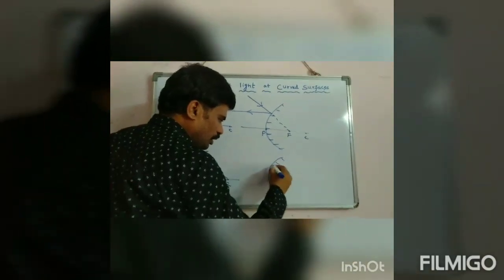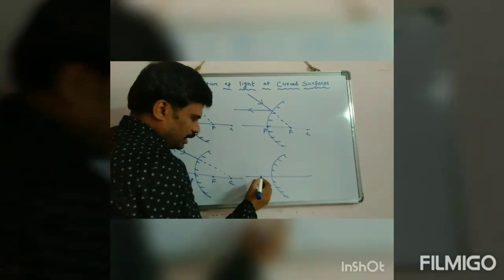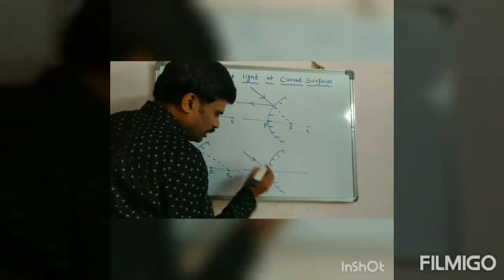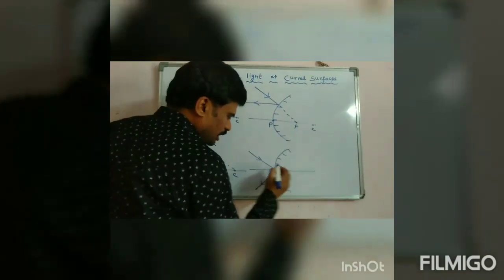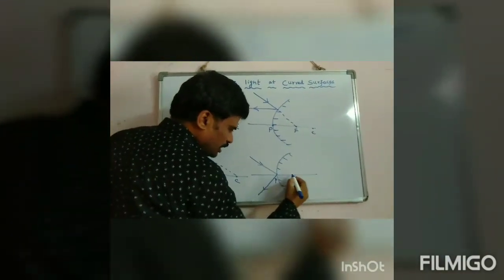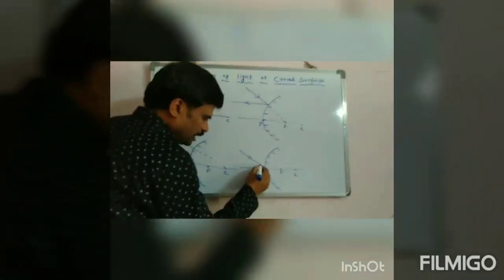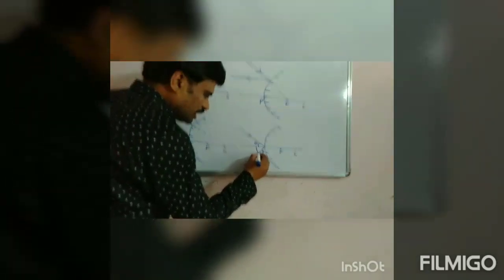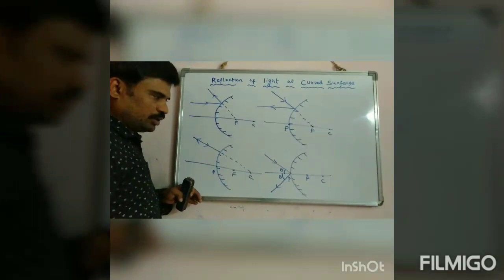Now let us see the fourth rule. In the fourth rule, you can see a light ray is incident at the pole. Then the reflected ray will be in this manner. The incident ray makes some angle with the principal axis, and the reflected ray will also make the same angle with the principal axis. This is the fourth rule.